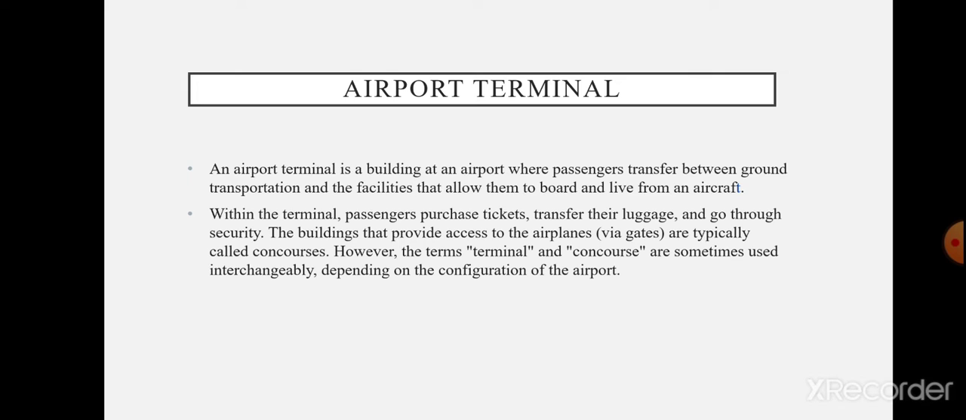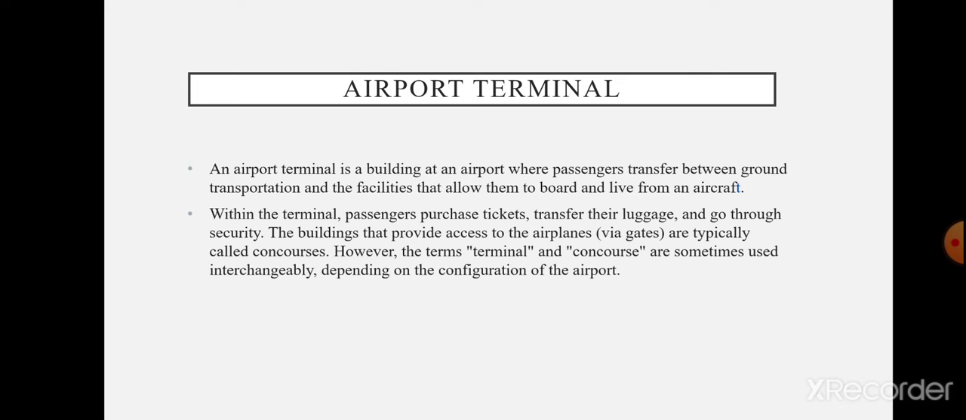The terminal is made up of several gates where planes park and passengers wait to board. In large terminals, these gate areas may be divided into sections known as concourses, filled with dining, shopping and lounge options as well as restrooms and other facilities.